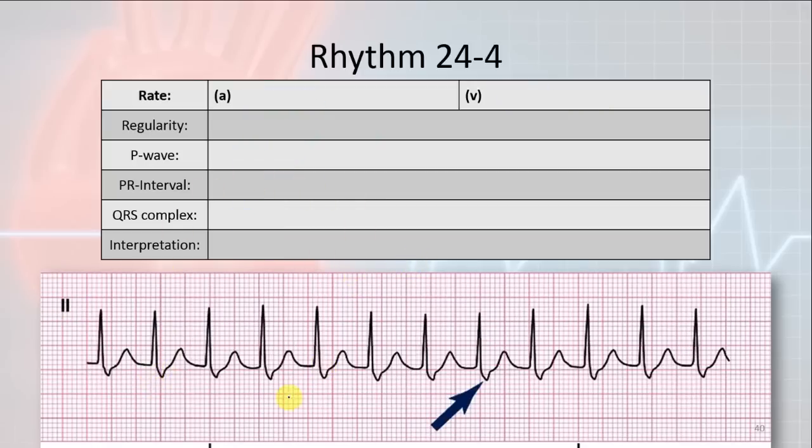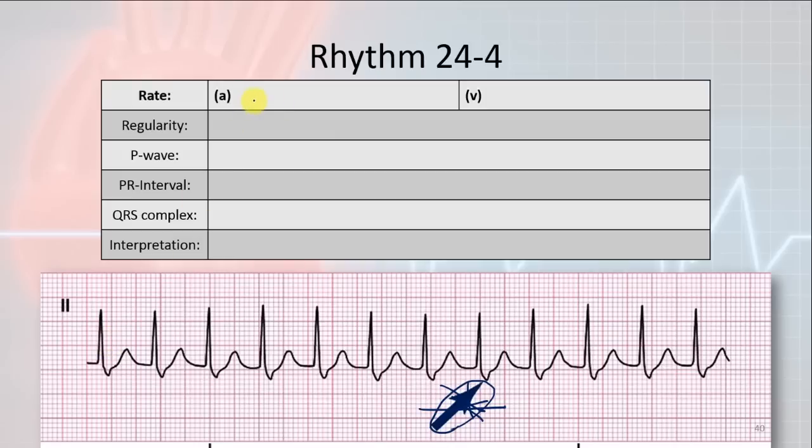Next rhythm here. The book was nice enough with this arrow right here to show us that this is a retrograde P wave that is not part of the QRS complex, but what if you didn't have that arrow right there? You might not identify that as a P wave. You might assume that this is part of the QRS complex, and that's perfectly fine too until you get this rhythm converted. So let's look at this rhythm here.